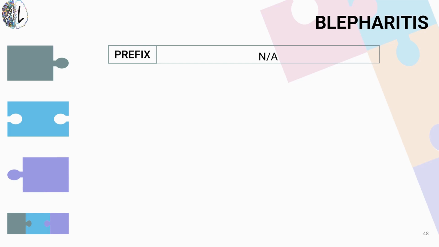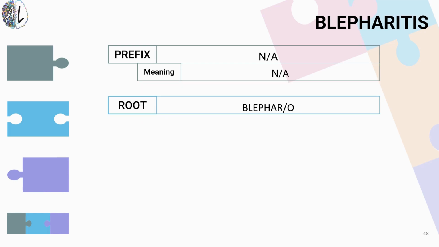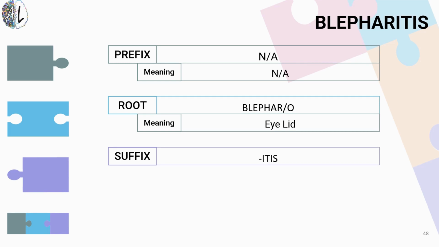So there is no prefix to this term. The root term here is blepharo. Again, remember PH is pronounced as an F sound, blepharo. And if you look at your word list, it is defined as the eyelid. The suffix here is itis. We have seen this in Unit 1 and Unit 2 now. It is a common suffix. So itis refers to inflammation.